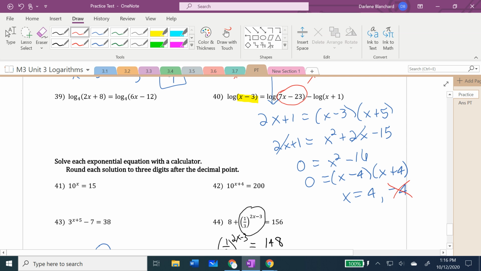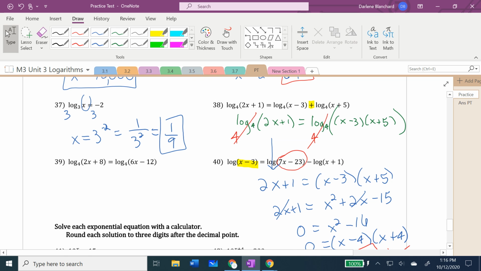7 times 4 is 28. Okay. It makes a positive, and then 4 plus 1 is positive, so x equals 4 is the only answer.